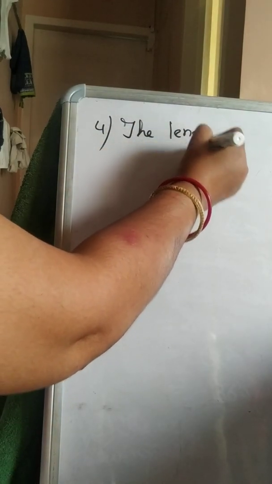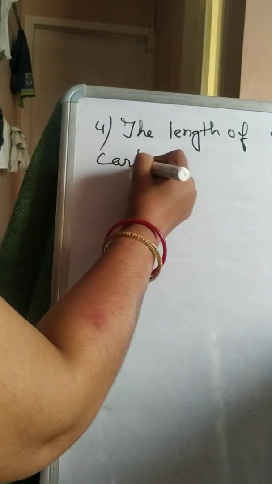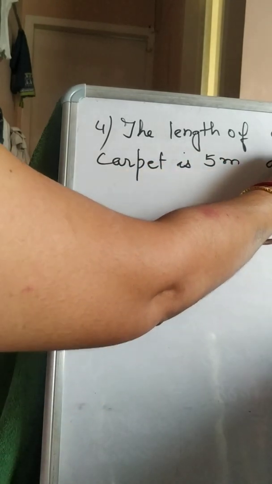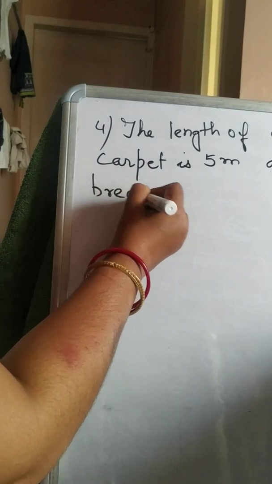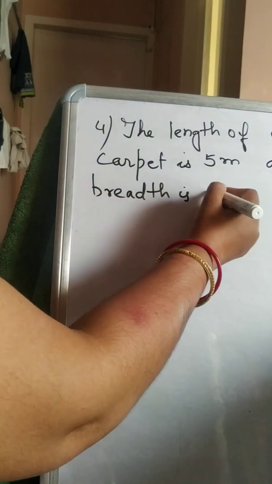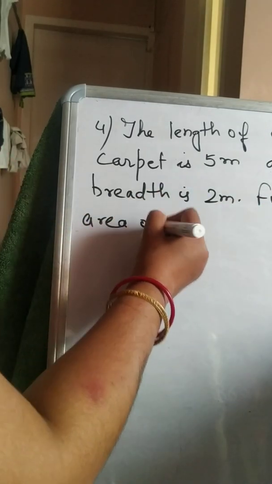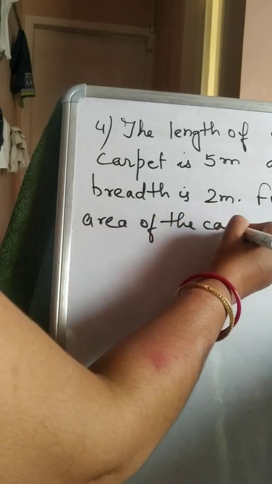Now come to question number 4. 4 is a word problem. The length of a carpet is 5 meter and breadth is 2 meter. Find the area of the carpet.